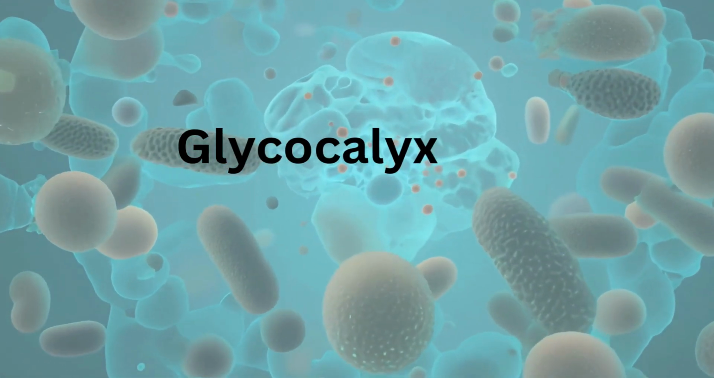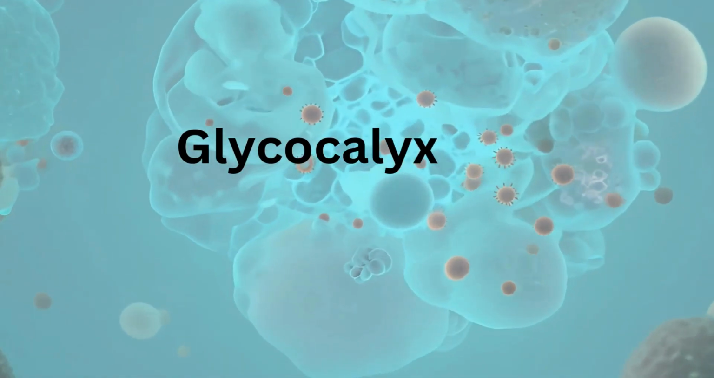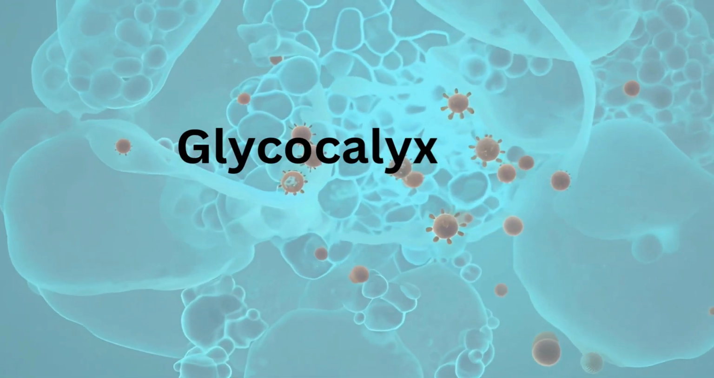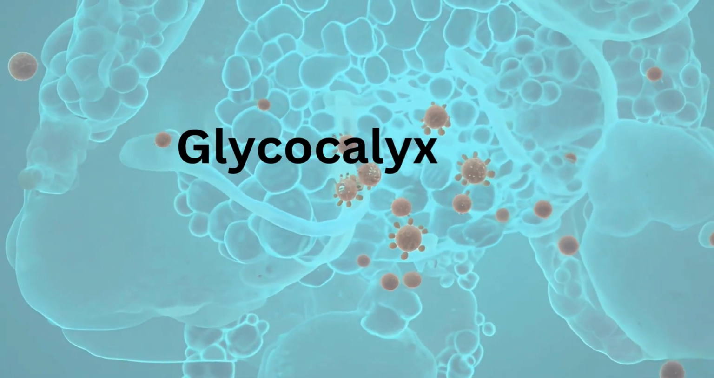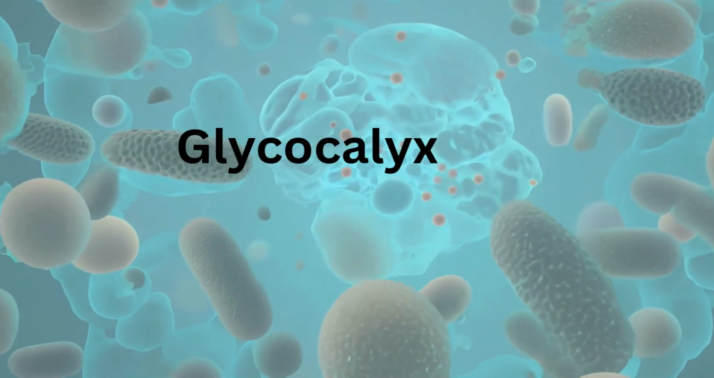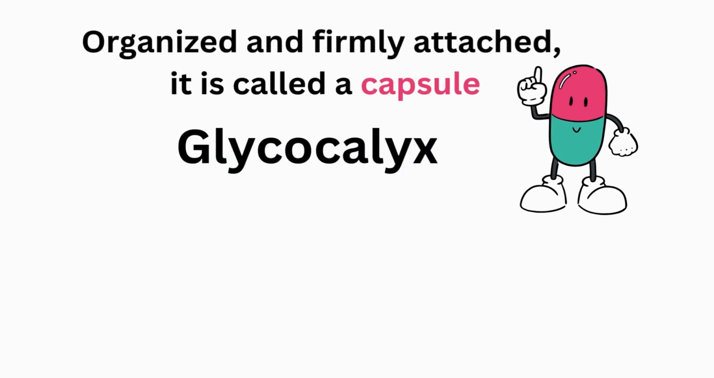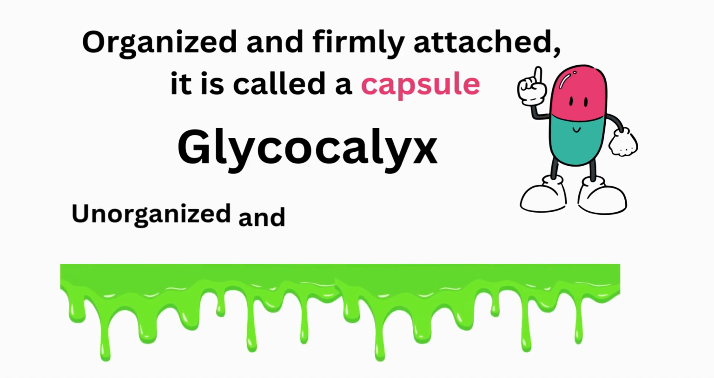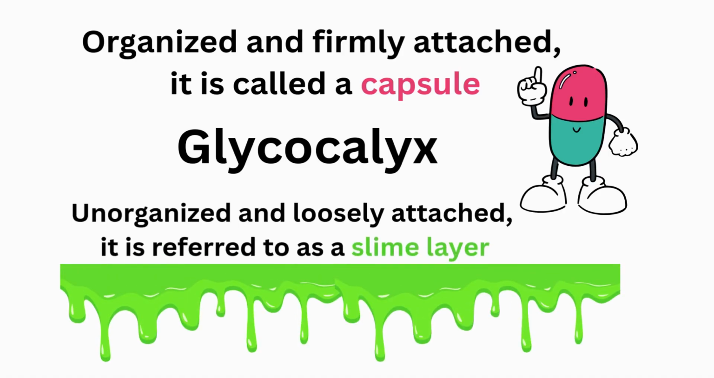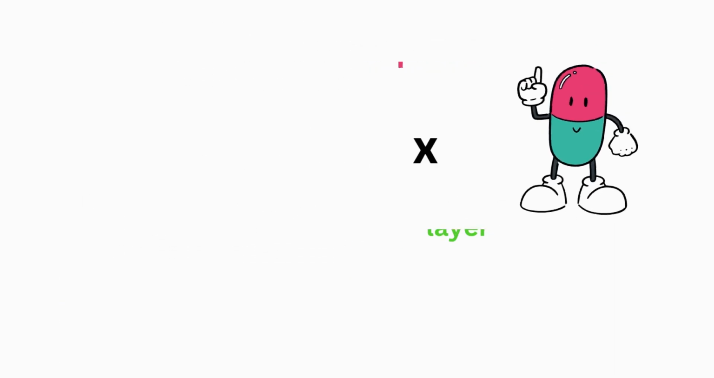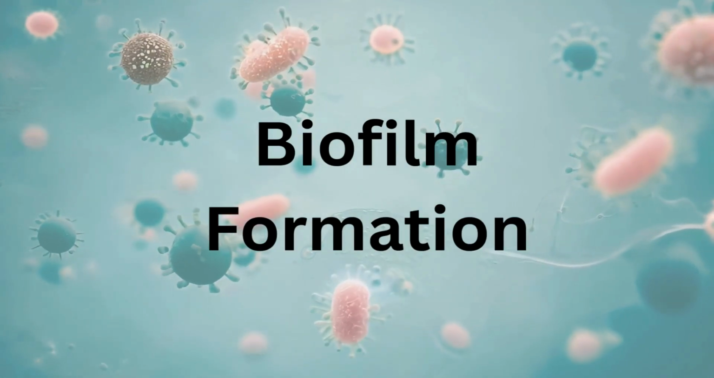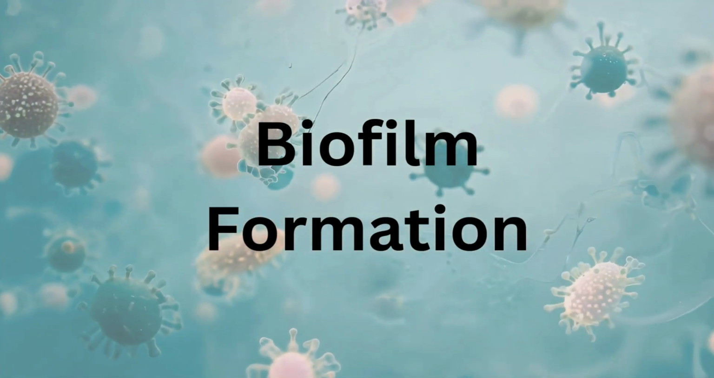The glycocalyx is a viscous, gelatinous layer composed of polysaccharides, polypeptides, or both that surrounds the cell wall. When the glycocalyx is organized and firmly attached, it is called a capsule. When unorganized and loosely attached, it is referred to as a slime layer. The glycocalyx plays a major role in adhesion to surfaces, protection from desiccation, resistance to phagocytosis, and avoidance of host immune responses. A key function of the glycocalyx is its role in biofilm formation.